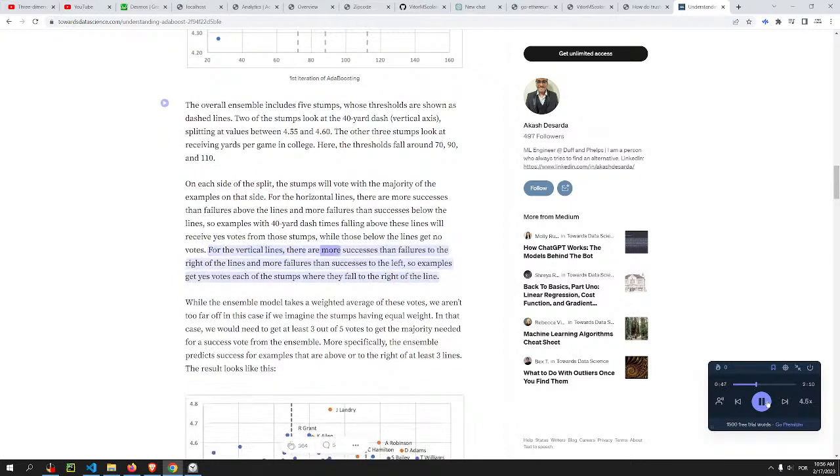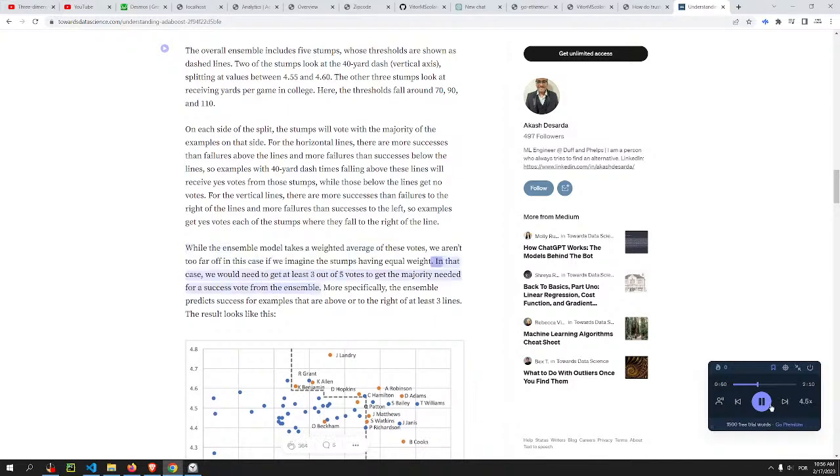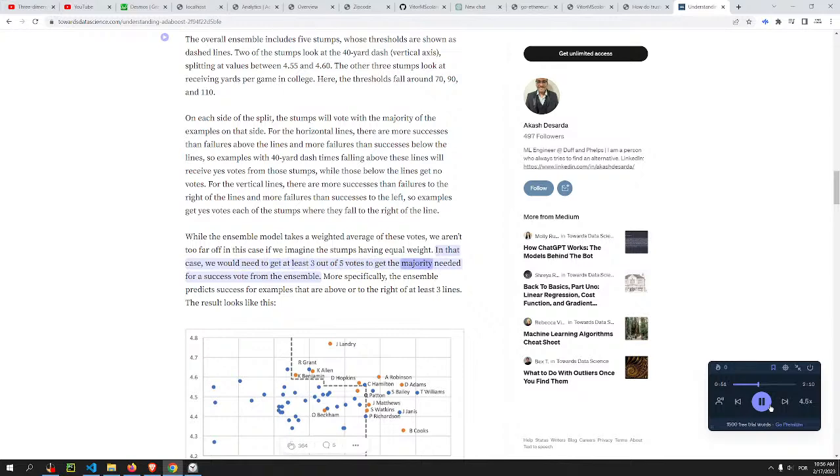For the vertical lines, there are more successes than failures to the right of the lines and more failures than successes to the left. So examples get yes votes from each of the stumps where they fall to the right of the line, while the ensemble model takes a weighted average of these votes. We aren't too far off in this case if we imagine the stumps having equal weight. In that case, we would need to get at least 3 out of 5 votes to get the majority needed for a success vote from the ensemble.